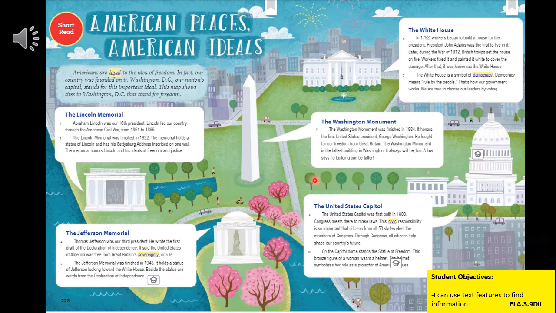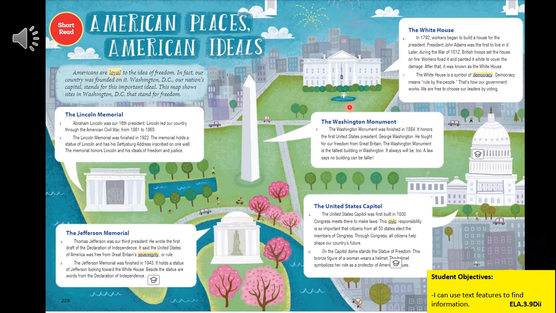The Washington Monument. The Washington Monument was finished in 1884. It honors the first United States President, George Washington. He fought for our freedom from Great Britain. The Washington Monument is the tallest building in Washington. It always will be too. A law says no building can be taller.